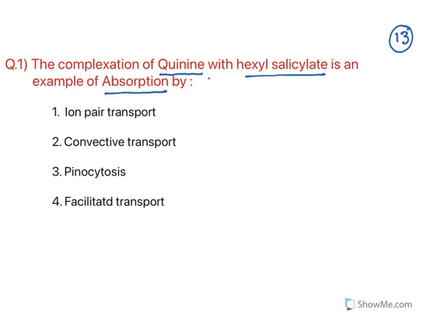Now, when you see quinine, quinine is an alkaloid which contains a nitrogen. The moment you see nitrogen, nitrogen has got a lone pair of electrons and it can acquire a positive charge. Salicylate is a derivative of carboxylic acid which can get a negative charge. Absorption will not occur with charged molecules.